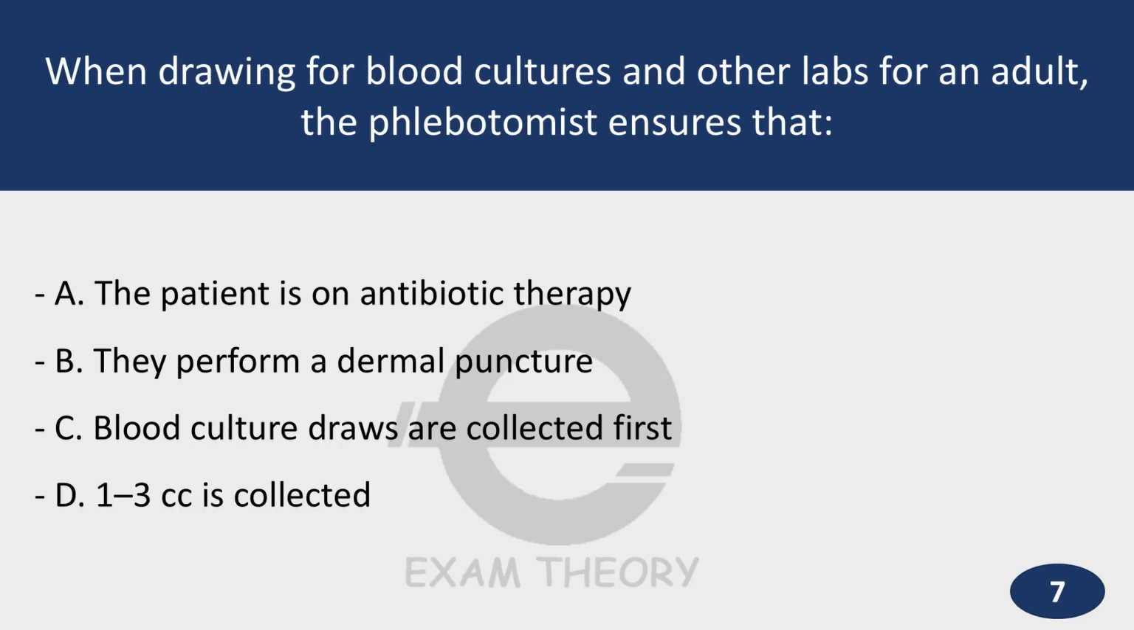When drawing for blood cultures and other labs for an adult, the phlebotomist ensures that: A. The patient is on antibiotic therapy. B. They perform a dermal puncture. C. Blood culture draws are collected first. D. 1 to 3 cubic centimeters is collected. The correct answer is C. Blood culture draws are collected first.